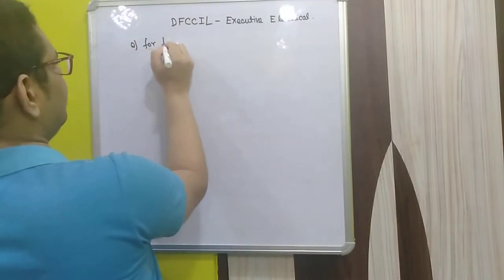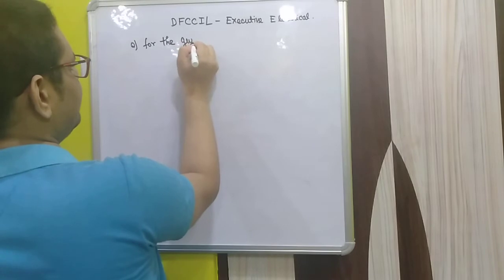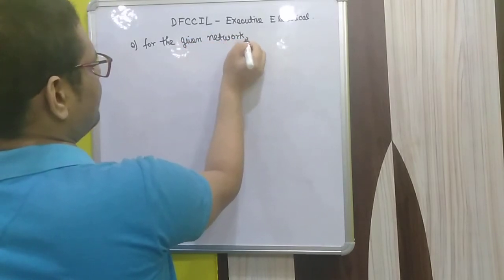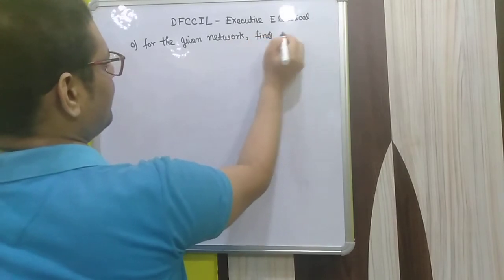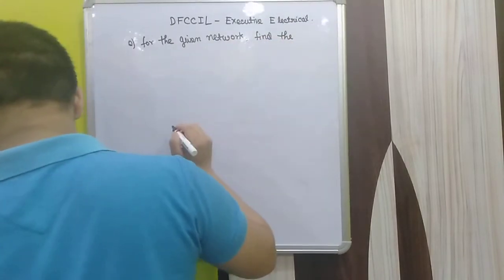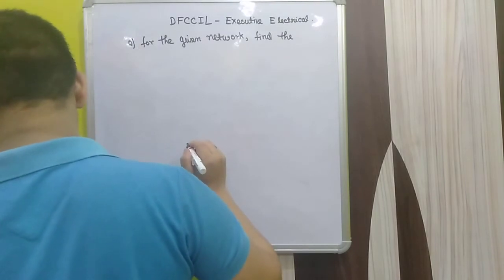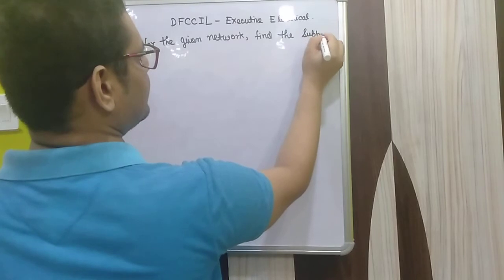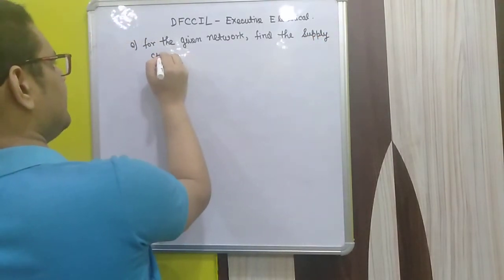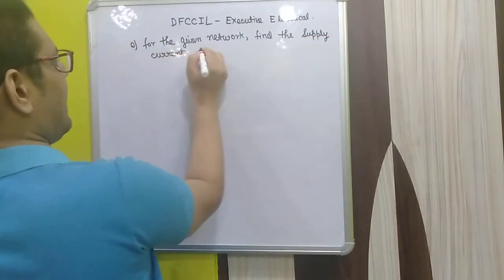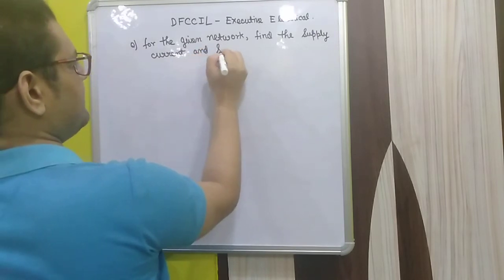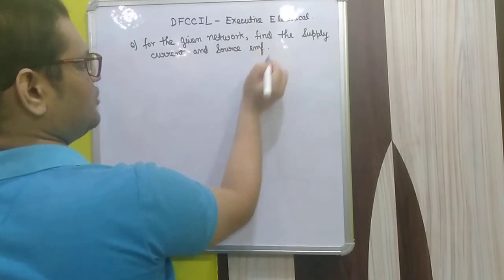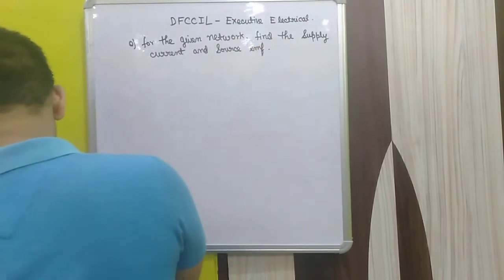For the given network, we have to calculate the supply current and source EMF. Find the supply current and source EMF. So now I draw the circuit over here which came in examination.